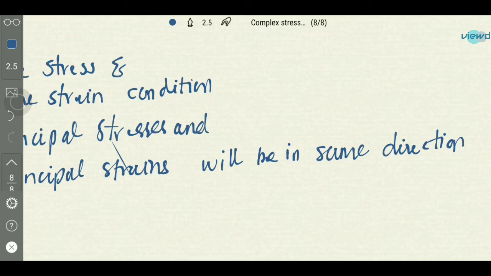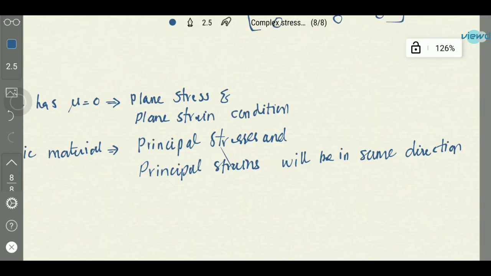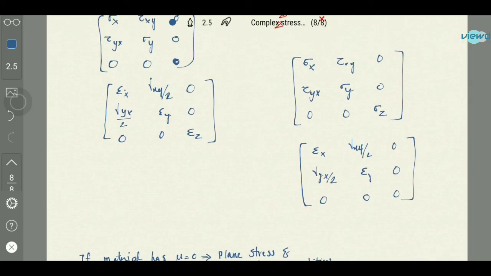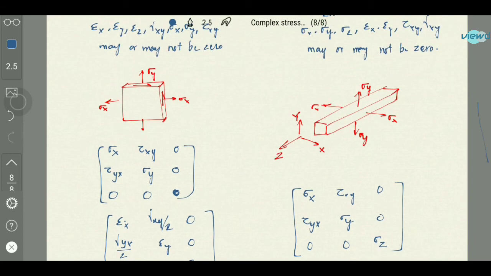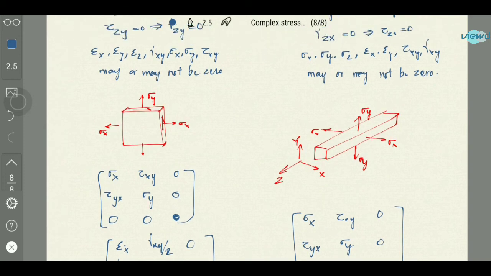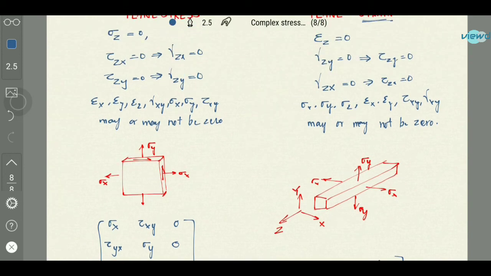So this is about Mohr circle and complex stresses and strains. In the next video, we will see about shear force and bending moment diagrams. I will also attach the PDF of this lecture in the description link, and also I will attach the problems for practice on complex stresses and strains.